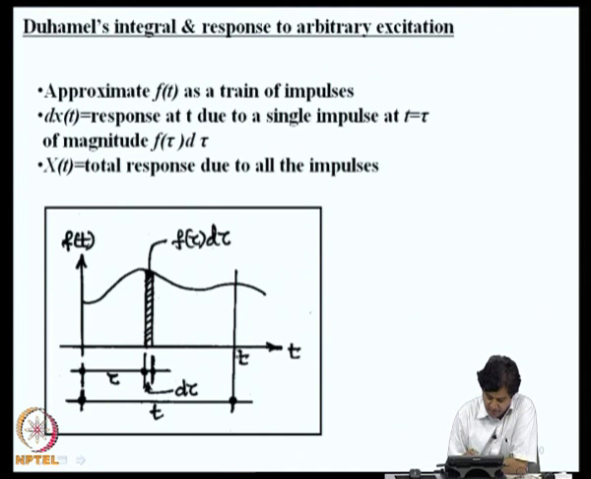So, what I do is first I find out the response at time t due to this single impulse. Call that dx of t. This is the response at time t due to this impulse at t equal to tau, and its magnitude is what? f of tau d tau. Magnitude in the sense the area under the curve is f of tau d tau. Now, what is capital X of t? It is the response at time t due to several such impulses. So, first and foremost we have to construct the response due to this single impulse and then integrate that from 0 to t.